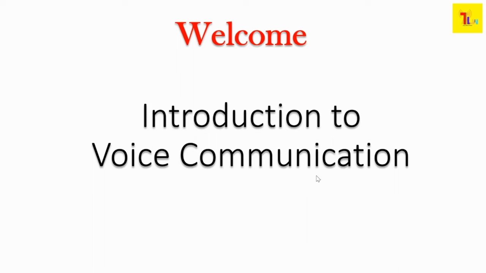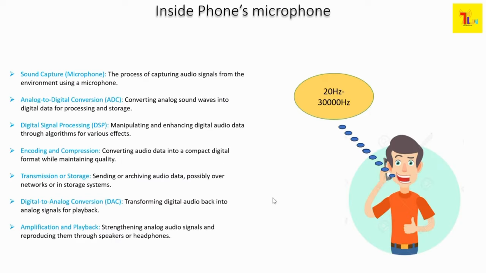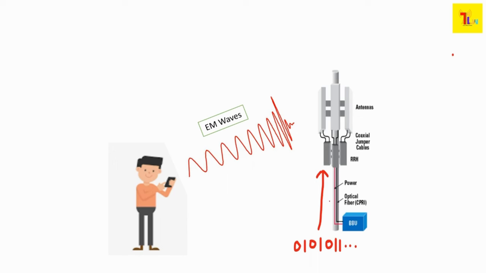Today we are going to discuss an introduction to voice communication in depth from a mobile phone perspective. So what happens inside the phone? How can the antenna send the signal in electromagnetic format? Before that, the baseband unit passes the data in binary format to the RF, then the RF passes it to the antenna, and the antenna converts it into electromagnetic waves. These are received by the antenna of the other phone, which converts the signal back into voice data. We will show you the in-depth details of those things.